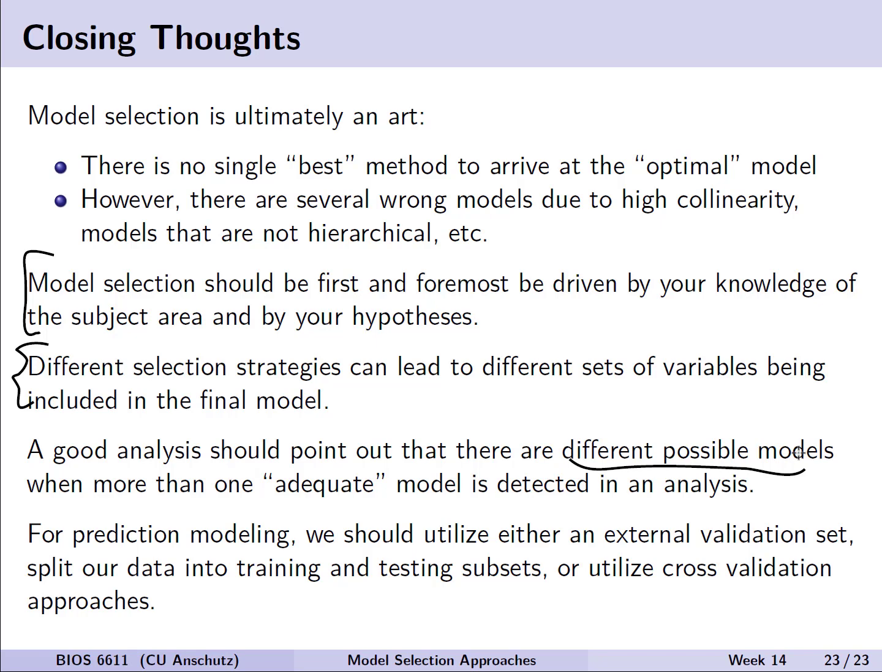And in the next lecture about variable selection, we'll note one way to address this with an idea known as model averaging. And just as a final closing note, for prediction modeling, we should utilize either an external validation set or do some sort of training and testing subset or use cross-validation approaches to identify the most appropriate model. And so that will close the general idea and approach of model selection before discussing some considerations for selecting variables for your model.